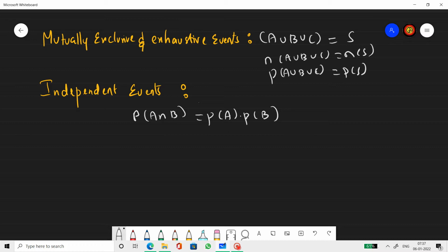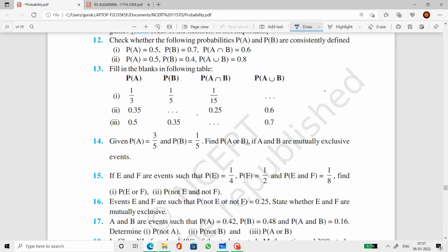So that is an independent event. Now let's see a few questions quickly based on these events. This is NCERT CBSE 11th standard textbook, question number 12. P of A is 0.5, P of B is 0.7, P of A intersection B is 0.6. Are A and B consistently defined?